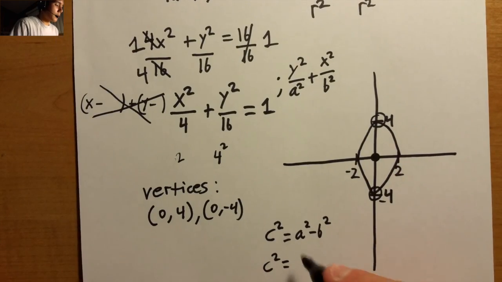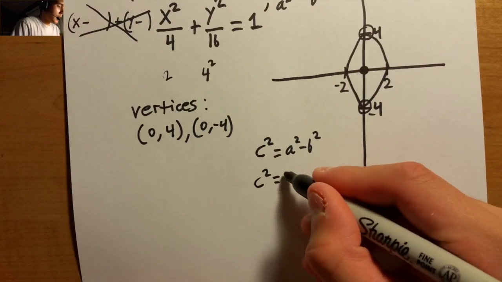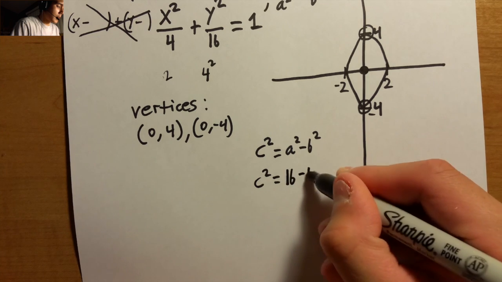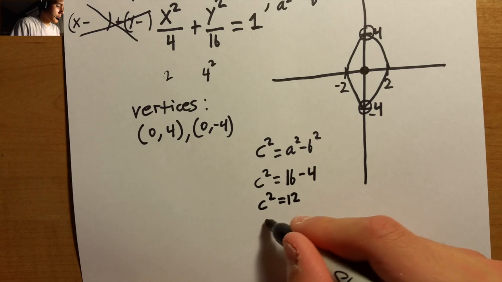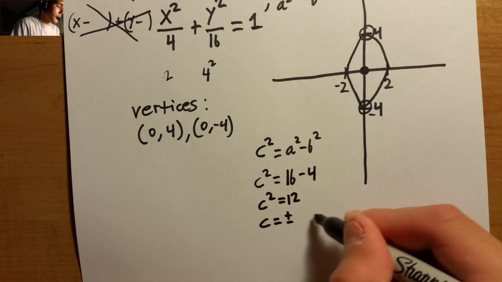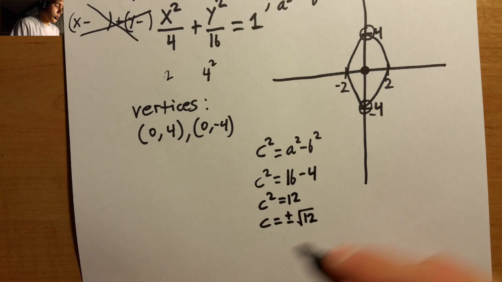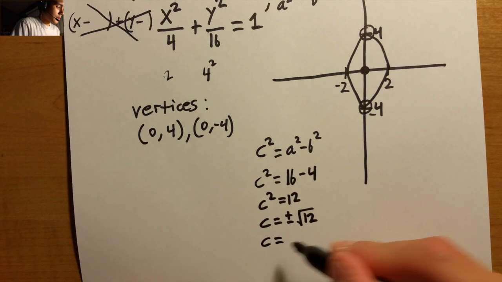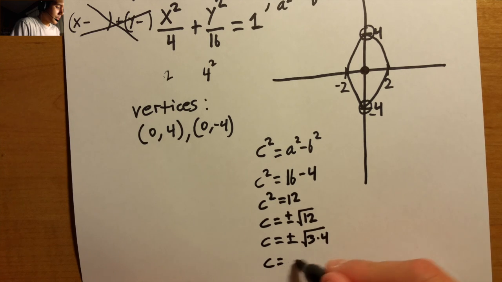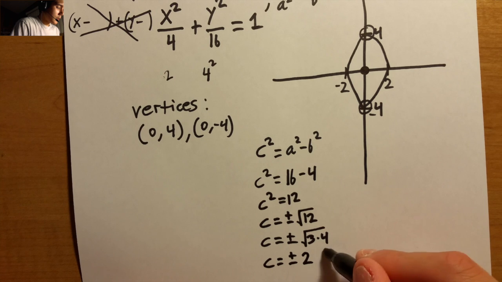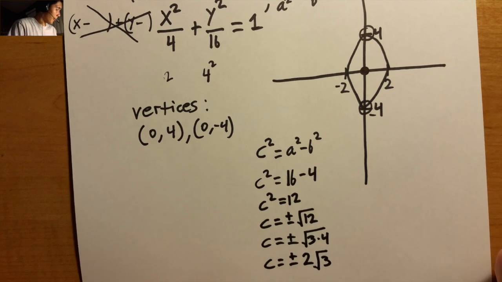So then when we plug in our numbers, it's going to be 16 minus 4. So c squared is going to equal 12. And then we want to take the square root. So c is going to be plus or minus the square root of 12. And 12 breaks down into some nice numbers. So we can do plus or minus the square root of 3 times 4. And the square root of 4 is 2. So we're going to be left with 2 times the square root of 3.